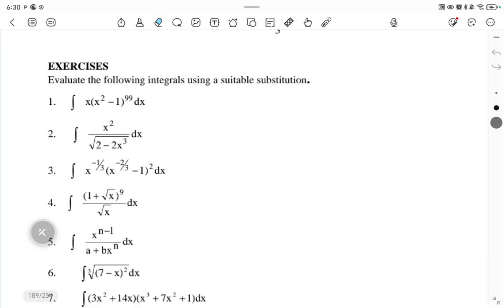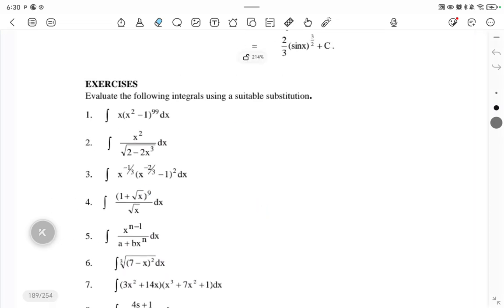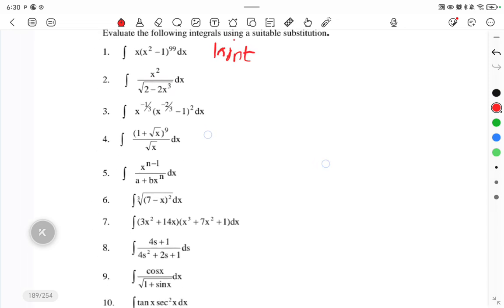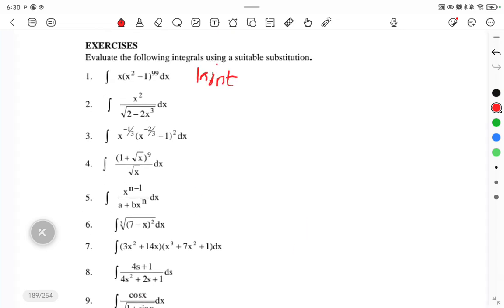Now let's come here. I'm just going to give you hints, right? You're going to solve this. How many are they? 10, right? I'm going to give you another 10 based on your substitution.